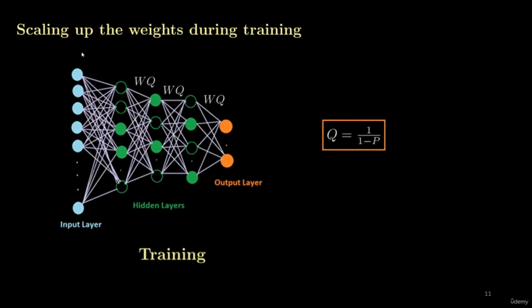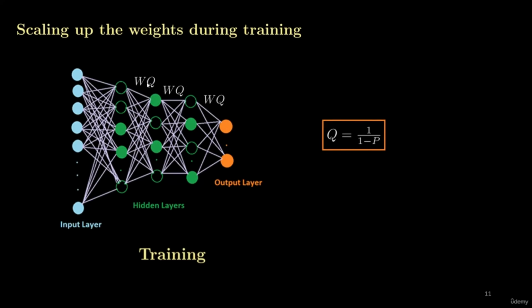So this is the first possible solution of the problem. The other solution is that we scale up the weights during the training. Here we can see the training, and there are a few nodes which are dropped out during the training. In order to keep the scaling balanced during the training and testing, we can multiply the weights during the training with a scaling factor q. Here q is equal to 1 over 1 minus p. 1 minus p is less than 1, so if we divide 1 by a number which is less than 1, the value increases. It means q is greater than 1.